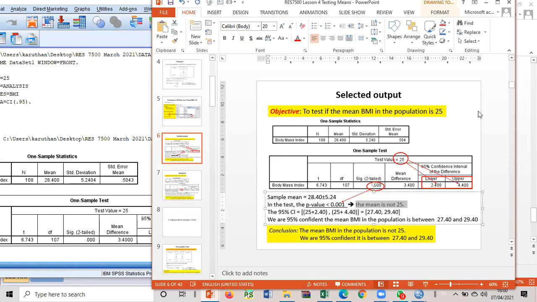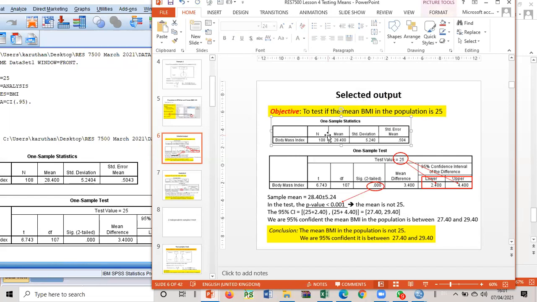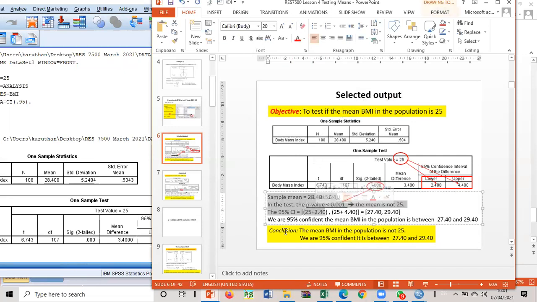The next question is, if it's not 25, then where is it? Look at the last two columns. Take the tested value and add the lower and upper limits. So 25 plus 2.4, and 25 plus 4.4. Now you're telling us we are 95% confident the mean is between 27.4 and 29.4. So that's my objective, this is my test, these are the results, and that's my conclusion.